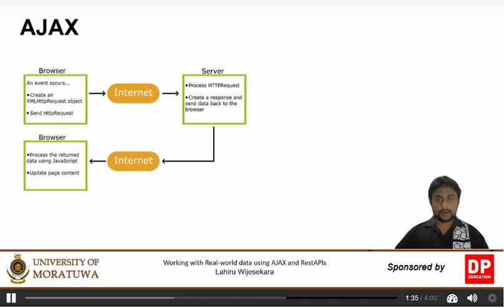Let's try to understand how the browser communicates with the server here. A browser creates an XML HTTP request object. Then it sends it as an HTTP request via the internet. The server receives it and processes the HTTP request. The server creates a response and sends data back to the browser through the internet. The browser processes the returned data using JavaScript. Then it updates the page content as required.